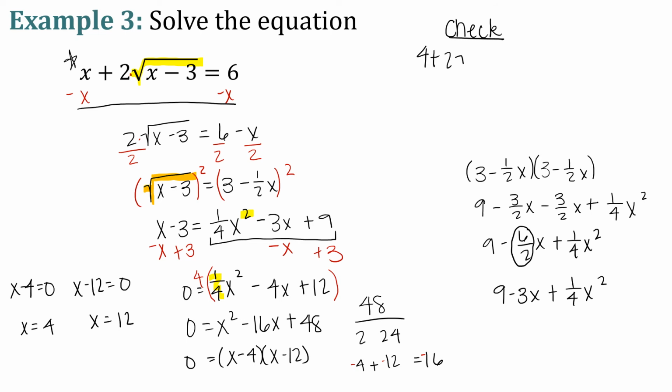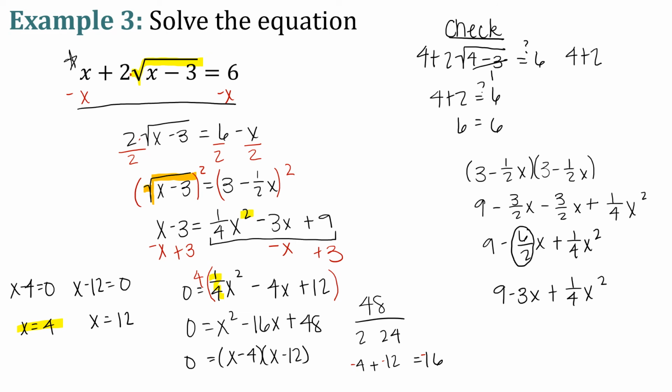4 plus 2 times the square root of 4 minus 3, does that equal 6? This simplifies to 1, and the square root of 1 is 1. So 4 plus 2, does that equal 6? Yes, it does. So we do know that right now we at least have x equals 4, but we also need to check x equals 12.